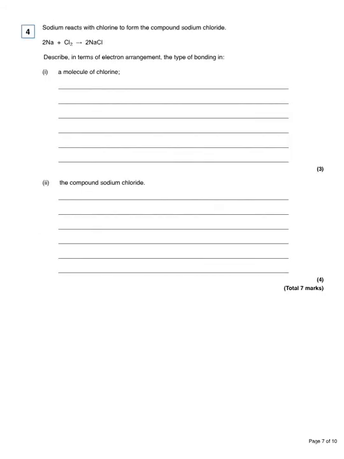Now, this is the hardest question in this revision pack. So sodium reacts with chlorine to form the compound sodium chloride. Describe in terms of the electron arrangement the type of bonding in firstly a molecule of chlorine. So we'll start with this one. So a molecule of chlorine is Cl2. So it's Cl bonded to Cl.